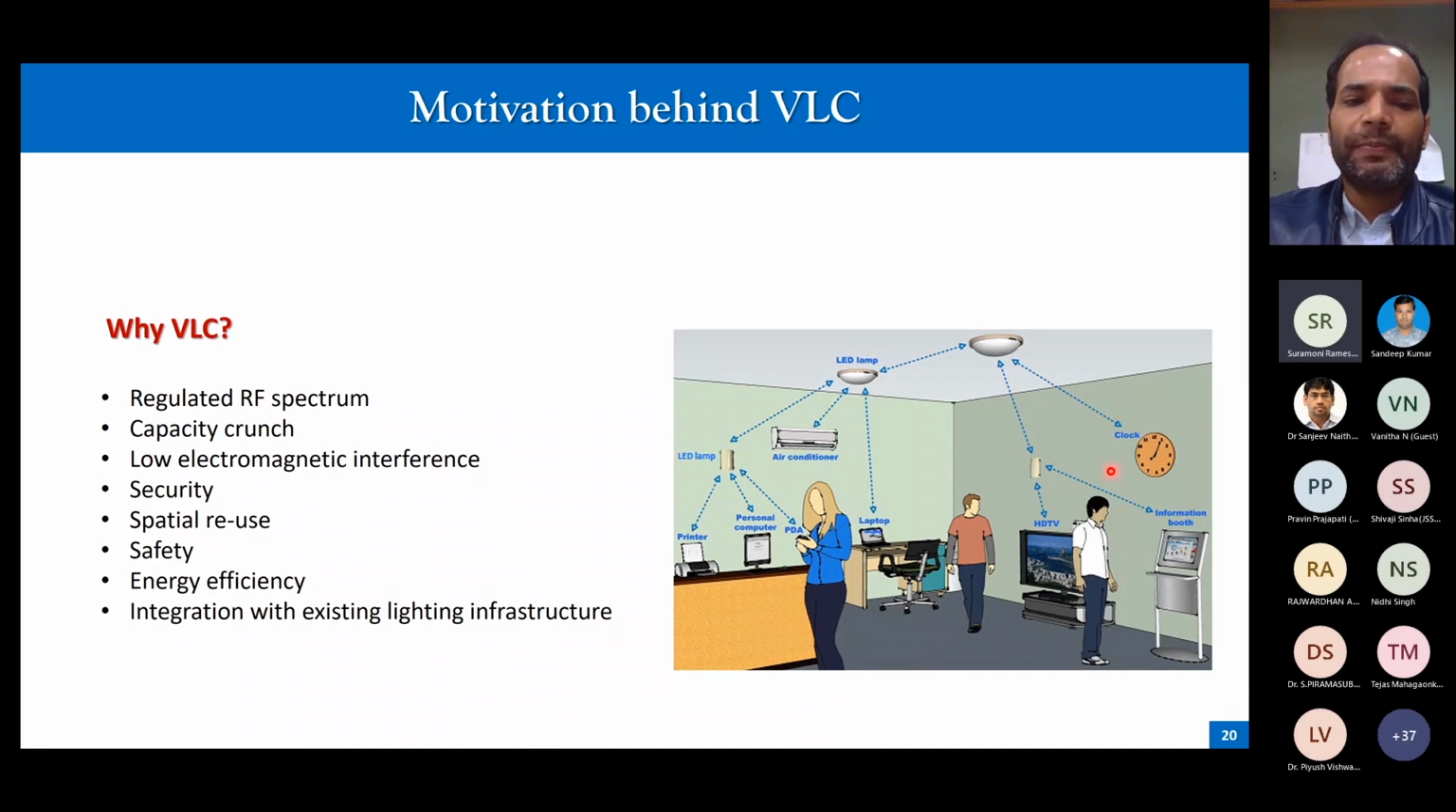It's very safe. We have been exposed to lights for centuries. We haven't had any harmful effects of light so far. So light is a very safe thing to use, and VLC is much safer than RF. It's very energy efficient, and it can integrate and coexist with existing lighting infrastructure, which is very good. So there are a lot of motivations to use visible light communication, and we hope that in a few years from now at least this will become a reality.